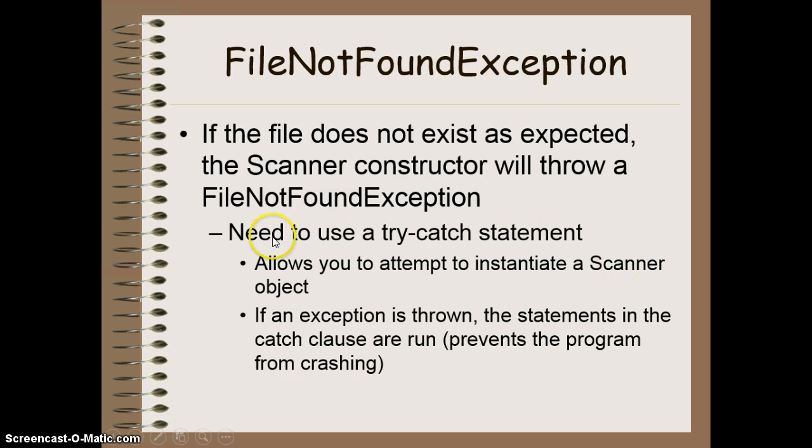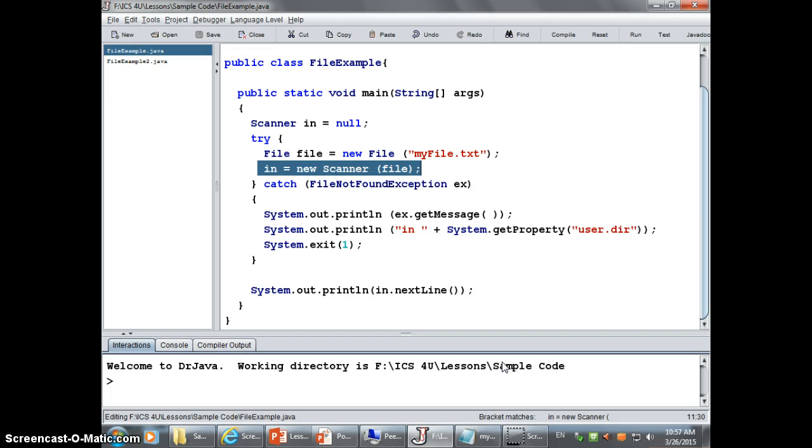To look for it, we have to go back to using a try-catch statement. This is going to allow me to try to instantiate a scanner object using that file. And if the file is not found, we're going to throw that exception, and we can have the catch clause run some statements that are going to allow us to give some more information to the user instead of just crashing the program. So that's going to look something like this.